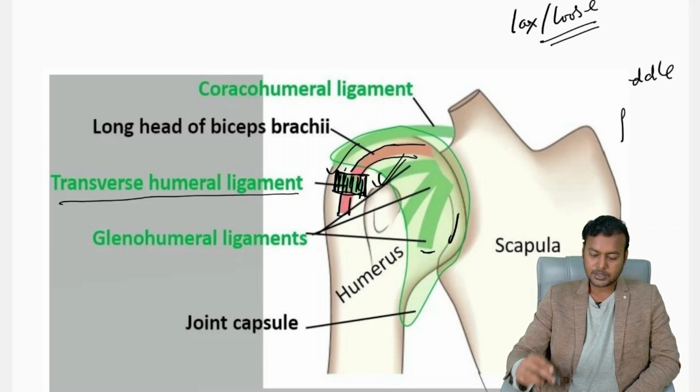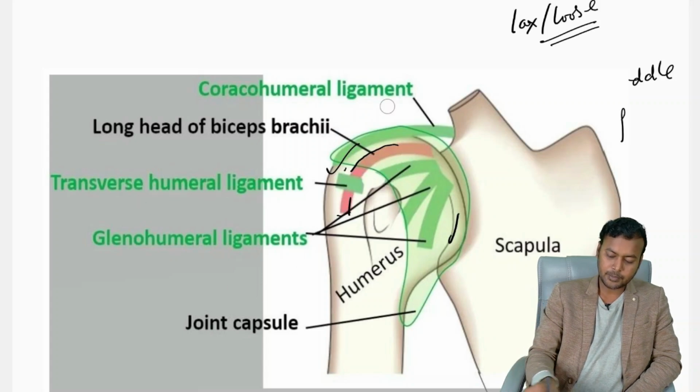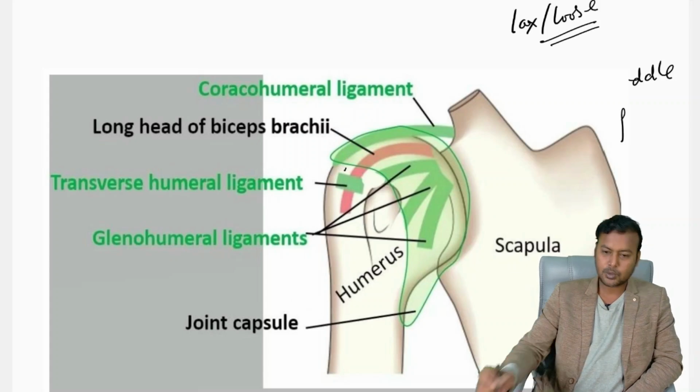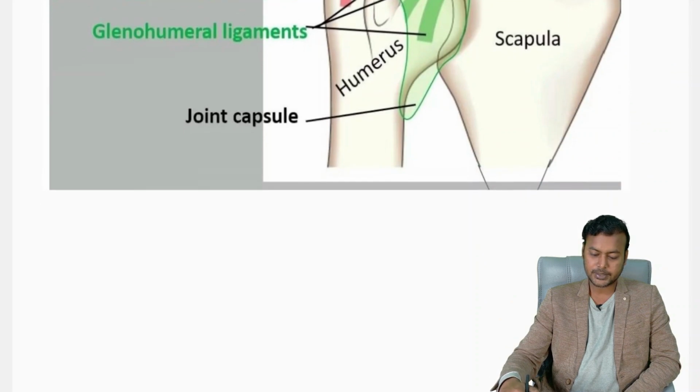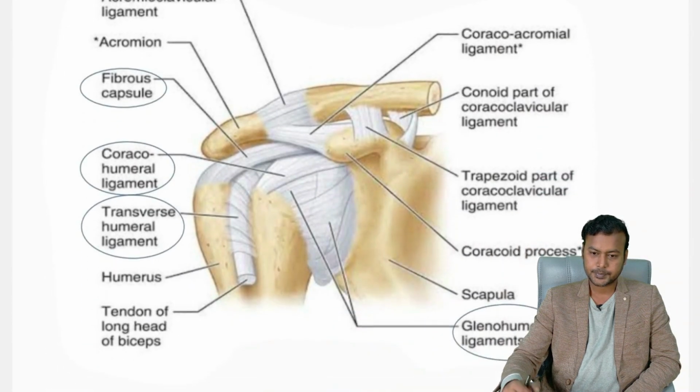So these are some of the important ligaments. Apart from that, we have another important ligament which is known as the coracoacromial ligament. We'll look for that in the subsequent slides. Okay.